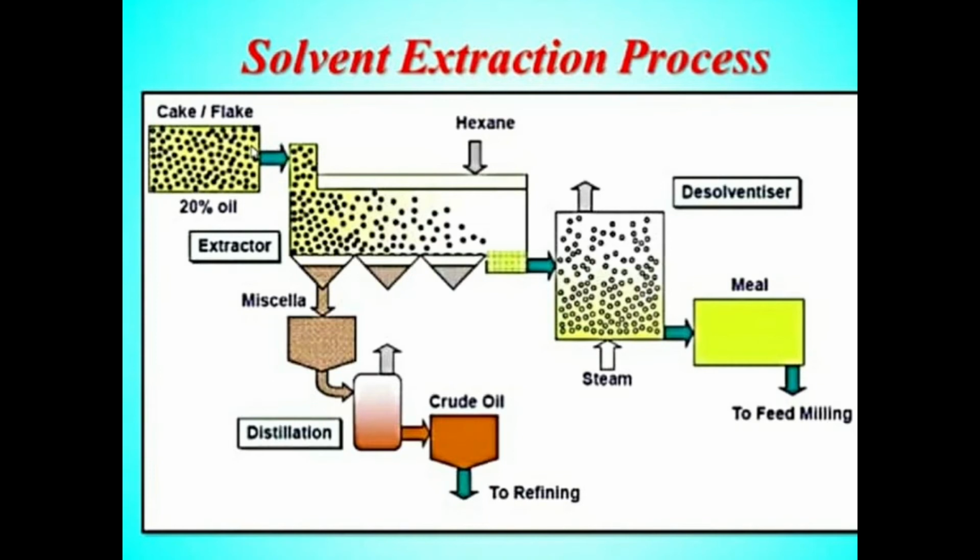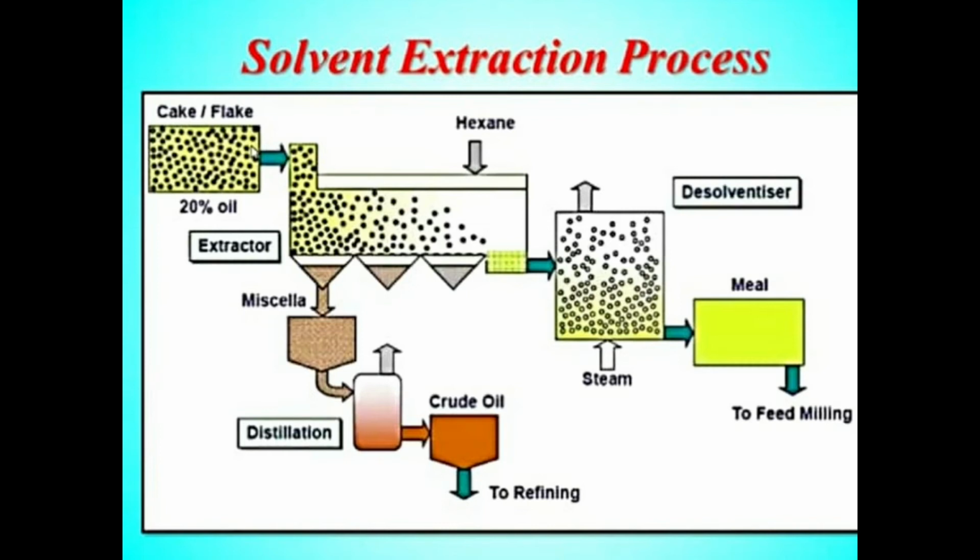So it extracts the fat into hexane, and at the bottom a brown colored box is shown, called micella. Micella is a mixture of oil and hexane which we are going to collect. In the next step, another yellow colored box is shown, in which the cake meal is separated from micella.